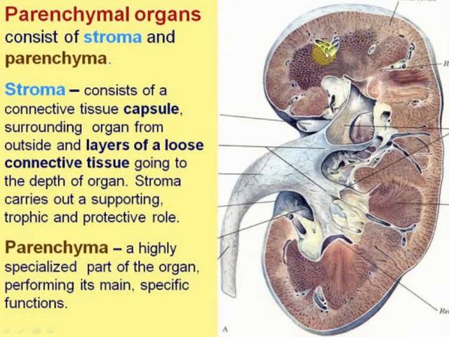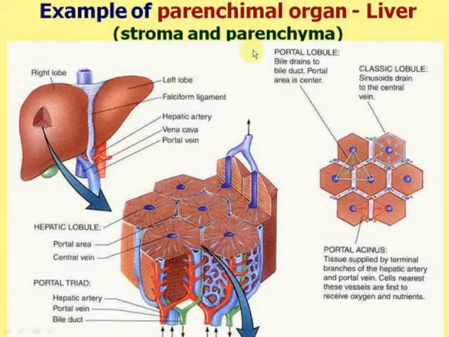This is a kidney, an example of parenchymal organ. Another example of parenchymal organ is liver. It also consists of stroma and parenchyma. Stroma including capsule around the organ and layers of loose connective tissue which divide an organ into lobules.